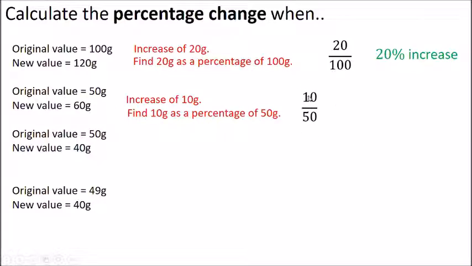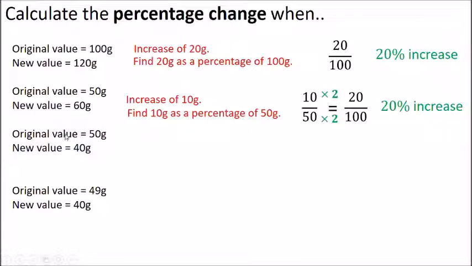But we don't want it out of 50, we want it out of 100, because percent means per 100, which means that if I multiply my numerator and denominator by 2, that means that it's 20 out of 100, which means a 20% increase. Okay, maybe you could pause the video and have a go at the next two questions yourself.